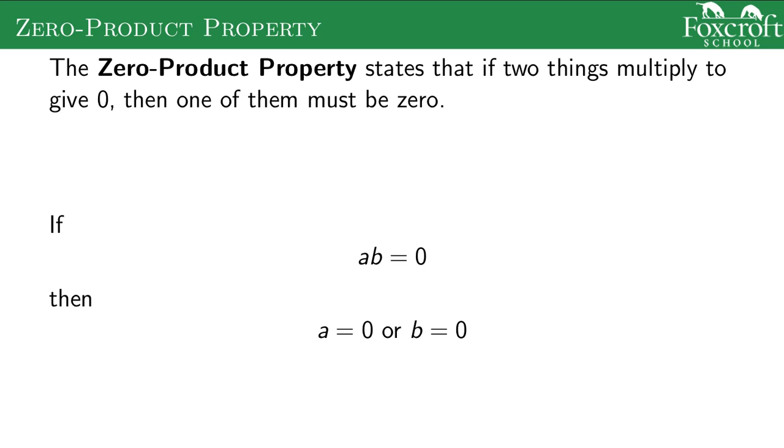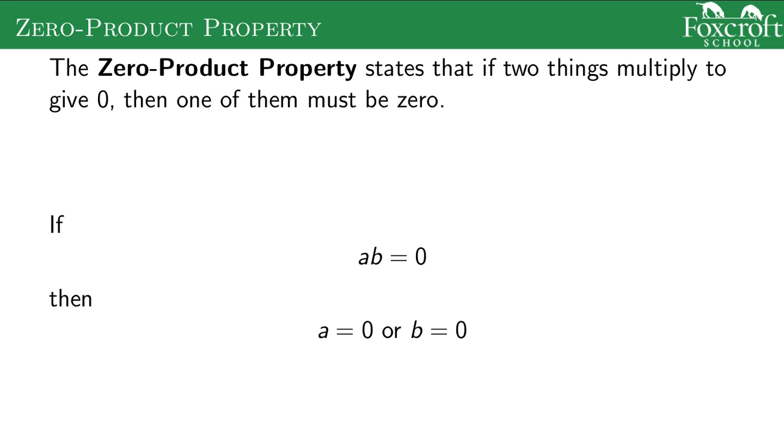So the zero product property states that if two things are being multiplied together and they give you zero, then one of them must be zero. I couldn't take 1 times 3 and get zero, or -2 and 7 and get zero. If two things are being multiplied and equal zero, one of them has to be zero.